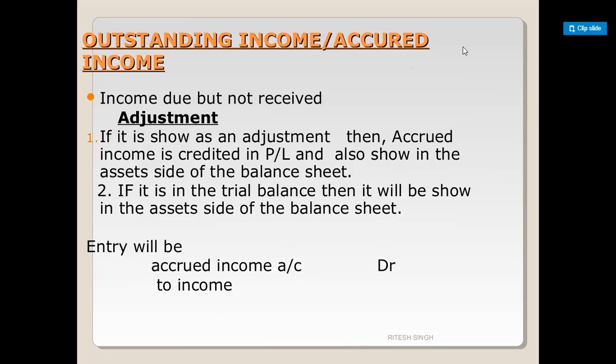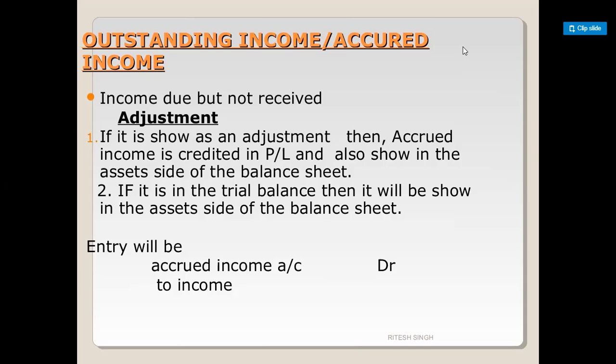The next important adjustment is outstanding income or accrued income. That means income that is due but not received. Its adjustment will be shown as under. If it is in adjustment, it will be credited in the profit and loss account and added to the respective income. Also, it will be shown as an asset on the asset side of the balance sheet.